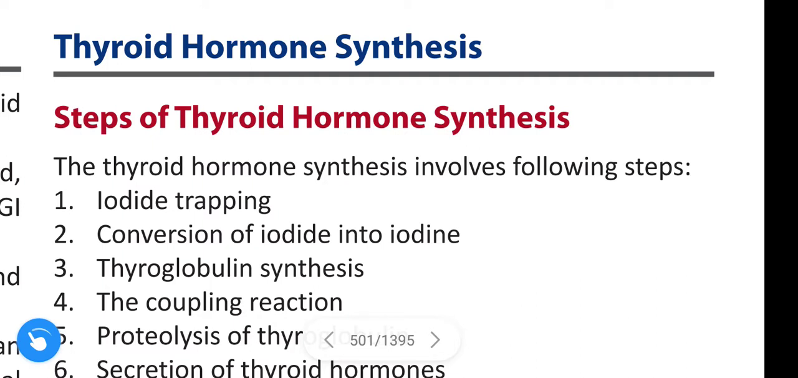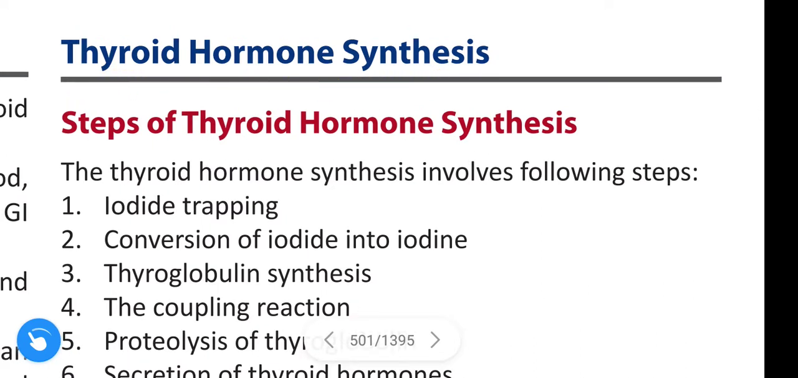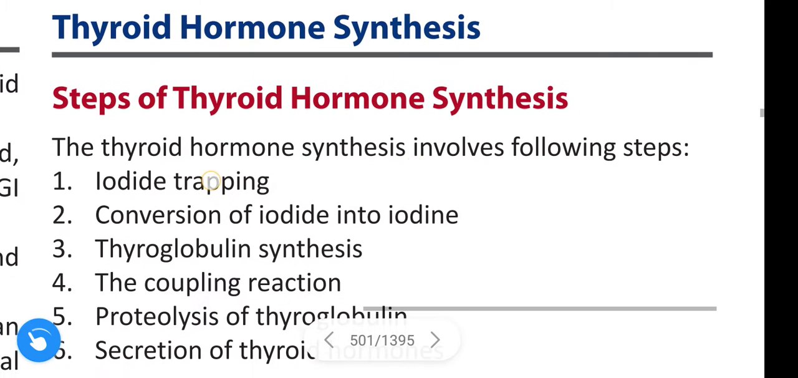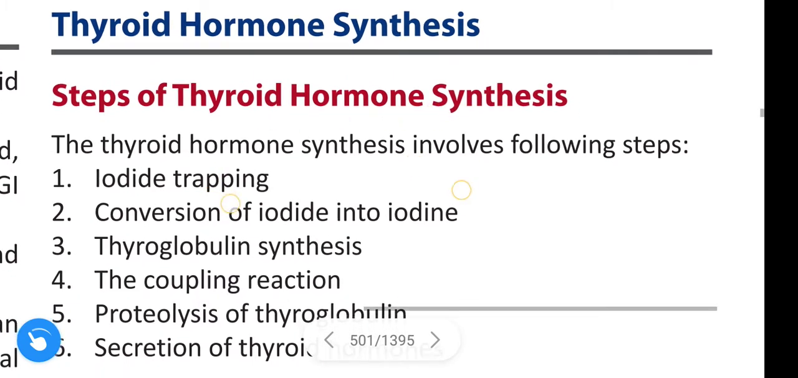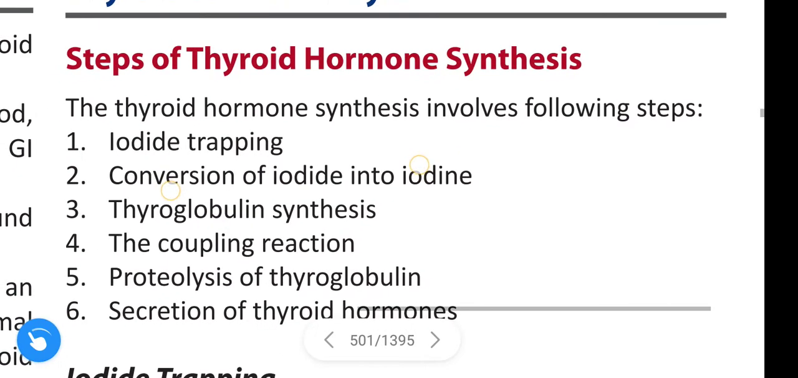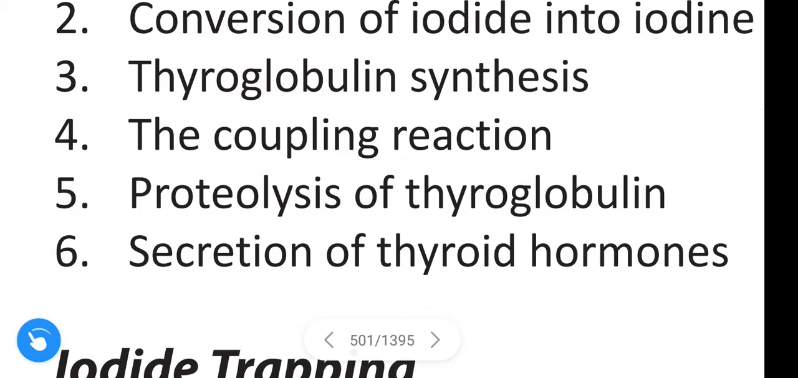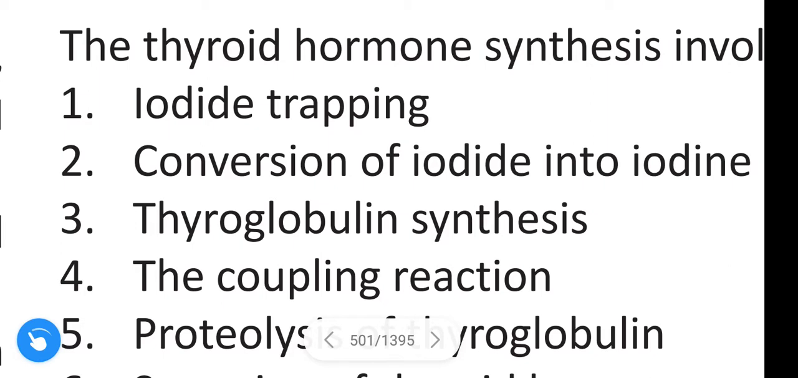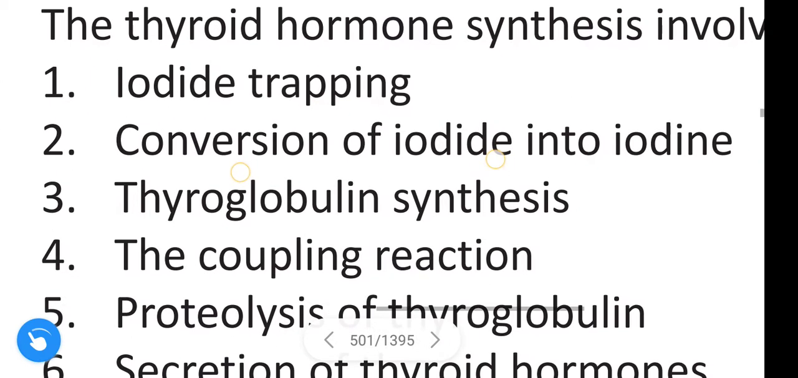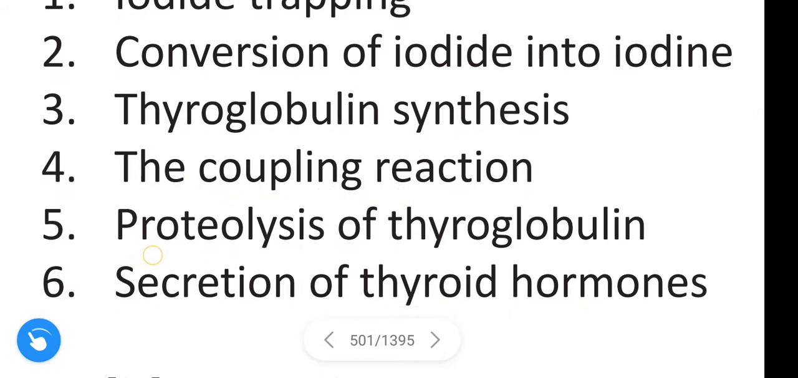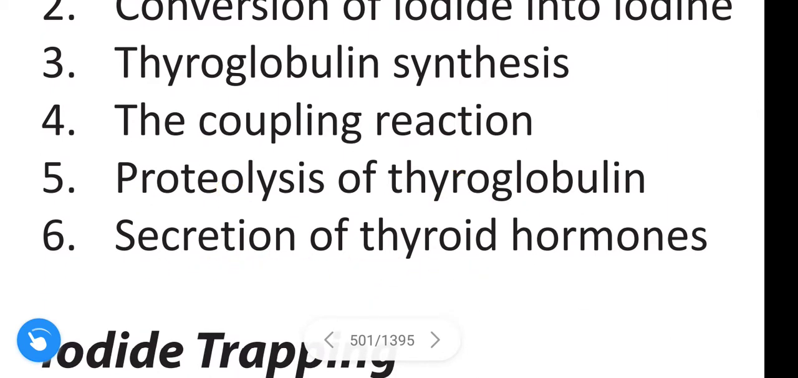In this video we are going to learn about thyroid hormone synthesis. The thyroid hormone synthesis involves the following steps: iodide trapping, conversion of iodide into iodine, thyroglobulin synthesis, coupling reaction, proteolysis of thyroglobulin, and secretion of thyroid hormones.